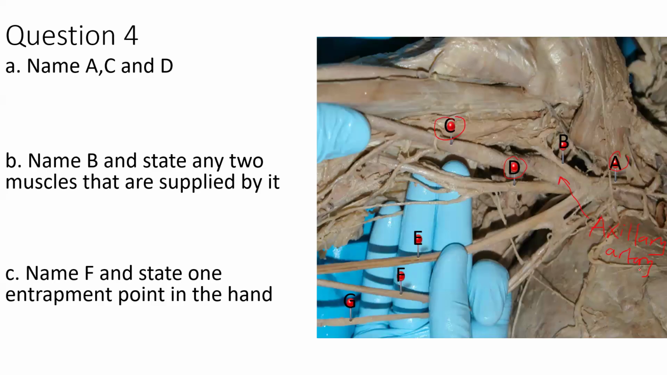If you can remember, the cords of the brachial plexus are named according to their relationship with the second part of the axillary artery. So you can see A is one of the cords of the brachial plexus, and you can see it's lateral to it. So A is the lateral cord, and from A you get B. Maybe you can have an idea what B is. And D is one of the branches, coming from the posterior cord. It's the largest branch of the posterior cord of the brachial plexus, and that is the radial nerve.